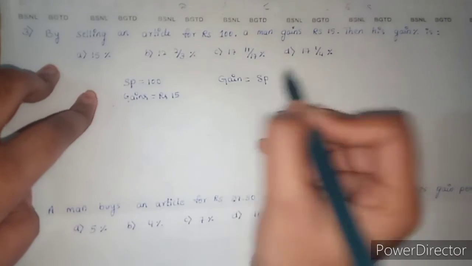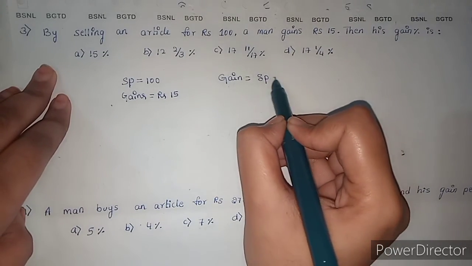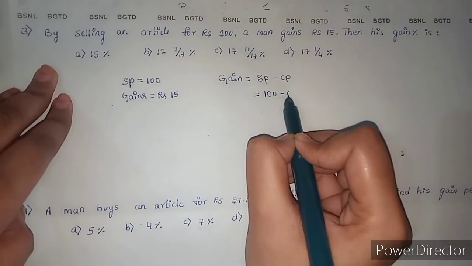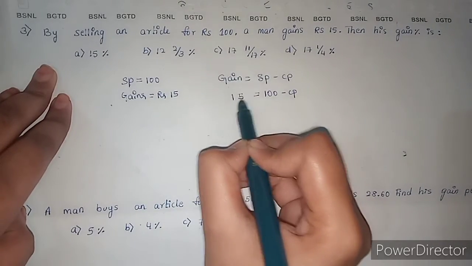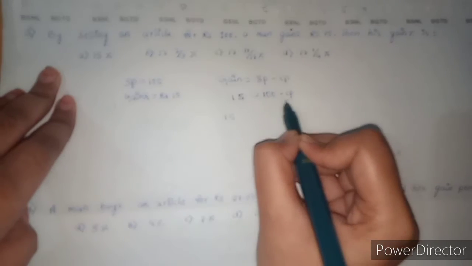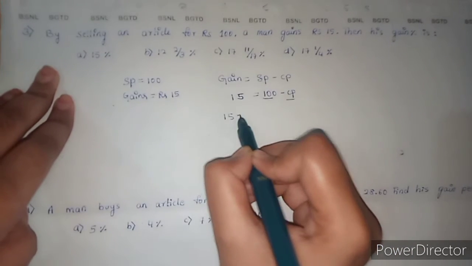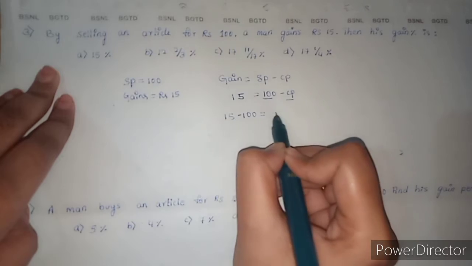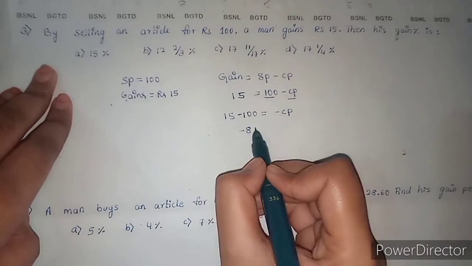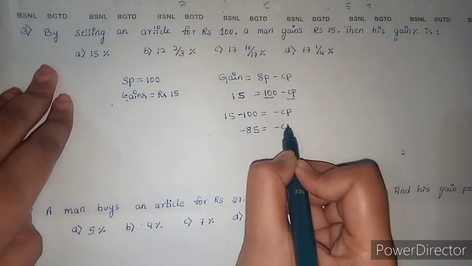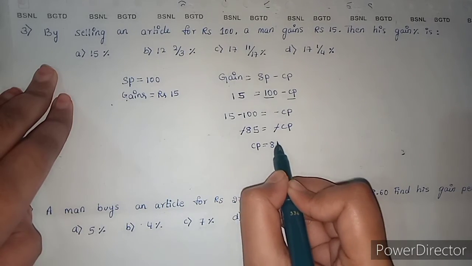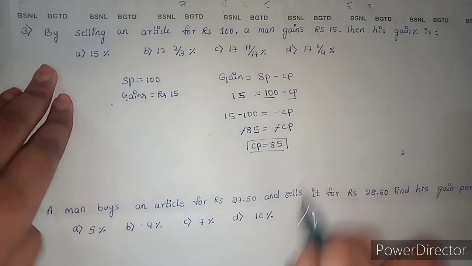Gain is selling price minus cost price, right? What is selling price here? 100. Cost price we don't know. What is gain? 15, right? Now to find cost price, take this 100 to the LHS. It becomes 100 minus CP. Now when I subtract 100 by 15, I will get minus 85 is equal to minus CP. This minus gets cancelled, right? So CP is equal to 85.